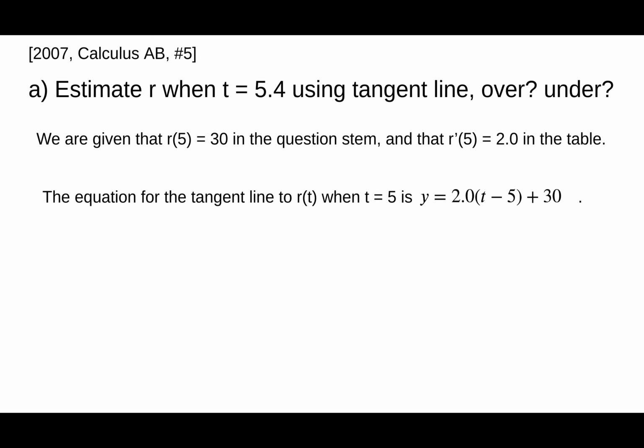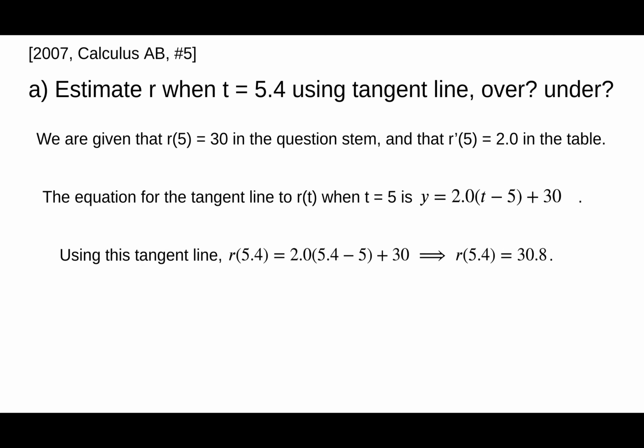So now that we have our tangent line, we have to use this tangent line to approximate the value of r when t is equal to 5.4. All right, so r of 5.4 should equal 2.0 times (5.4 minus 5) plus 30. And if we do the calculations for that, we should get r of 5.4 is 30.8.